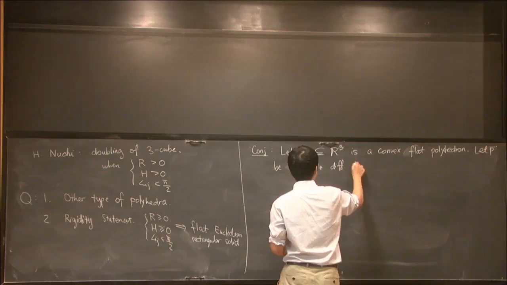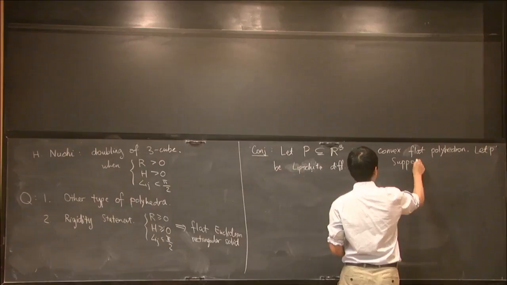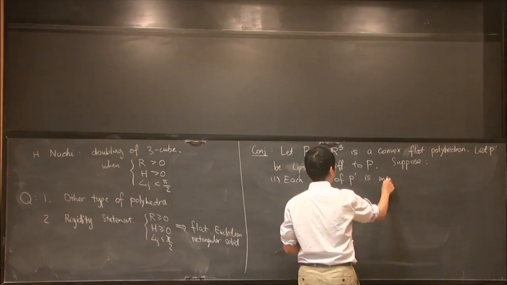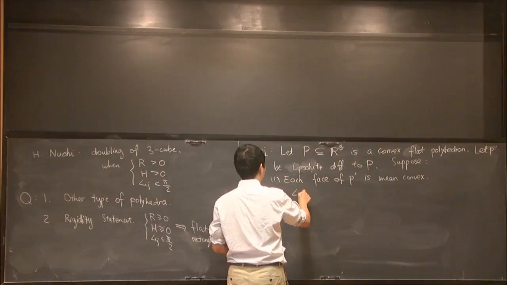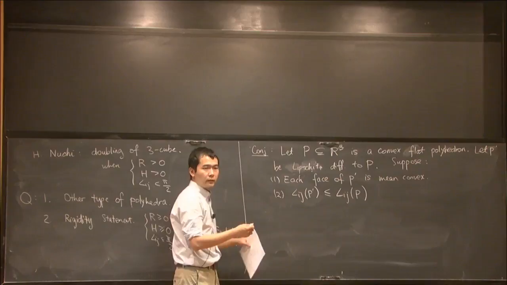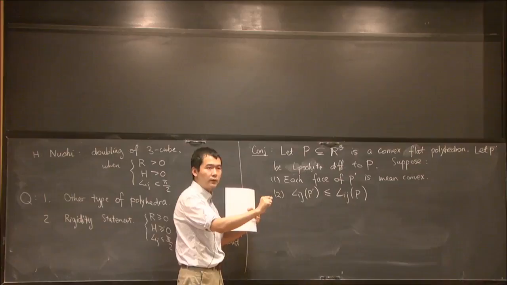And suppose you have two things. The first is that each face of P prime is mean convex. And the second is that the dihedral angle of P prime is everywhere less than or equal to the dihedral angle of P. Okay. With the Lipschitz diffeomorphism, you can compare the dihedral angle along one edge to the corresponding edge. Okay. Then the conjecture says that P prime has to be flat.